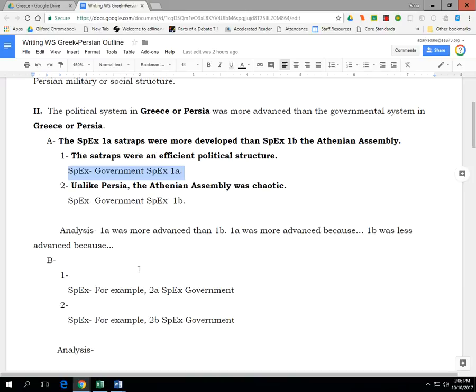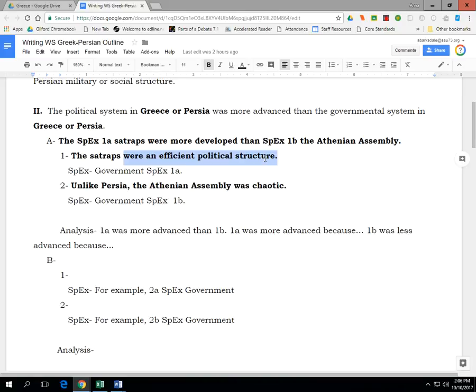And you may have said, like, the satraps of Persia were advanced because they were an efficient way to govern a large territory for the Persian kings. So in my brain, I would say, okay, how can I introduce that idea with connecting to my analysis while also introducing my specs? So you'll notice that I take the first part of my A statement, the satraps, and then I say were an efficient political structure.